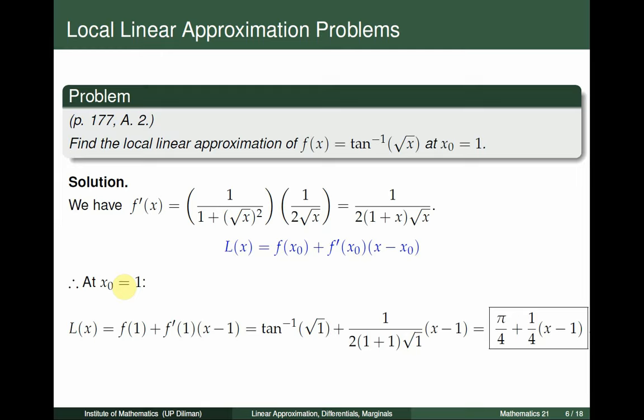So notice that for the most part, all we have to do to obtain the local linear approximation, if you're given already the function and the point, is take the derivative and then substitute the x naught and plug everything into the equation for local linear approximation. The equation in blue in this slide.